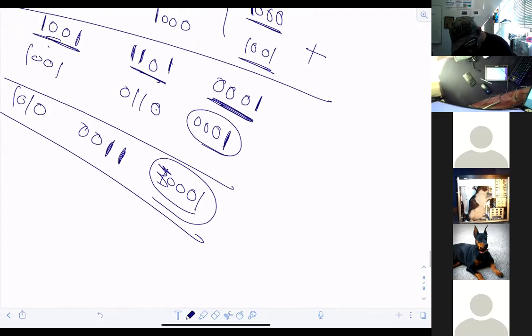It is 1. This one now is within the 9. This one is not within the 9. So I will add what? 6 again. Exactly.